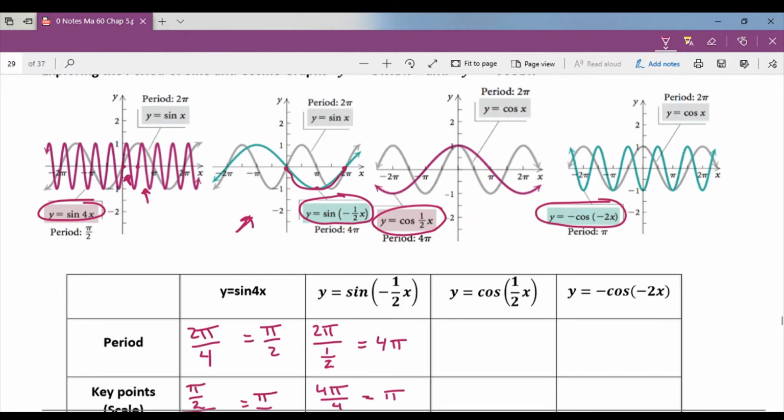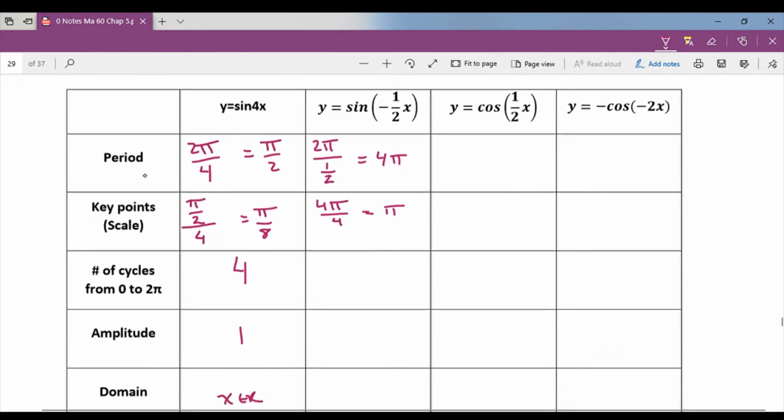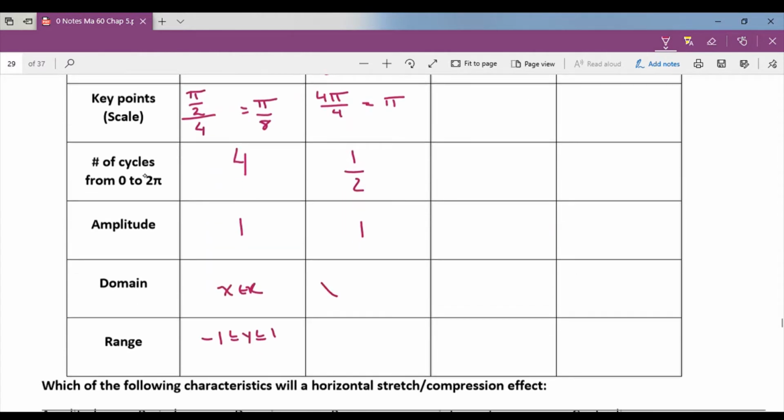If we keep going with this y equals sine of -1/2x graph, the number of cycles you get from 0 to 2 pi is you only got half the cycle, but the amplitude was still 1. The domain is still x is all real numbers, and the range is still -1 to 1.